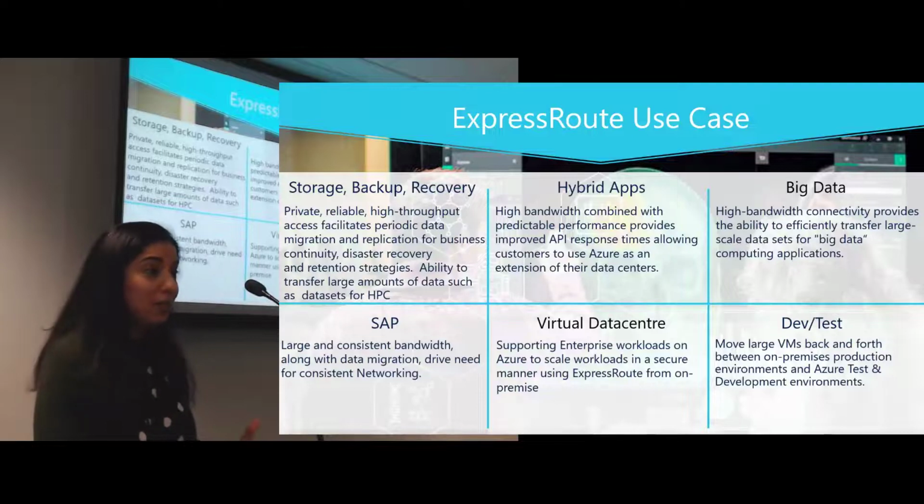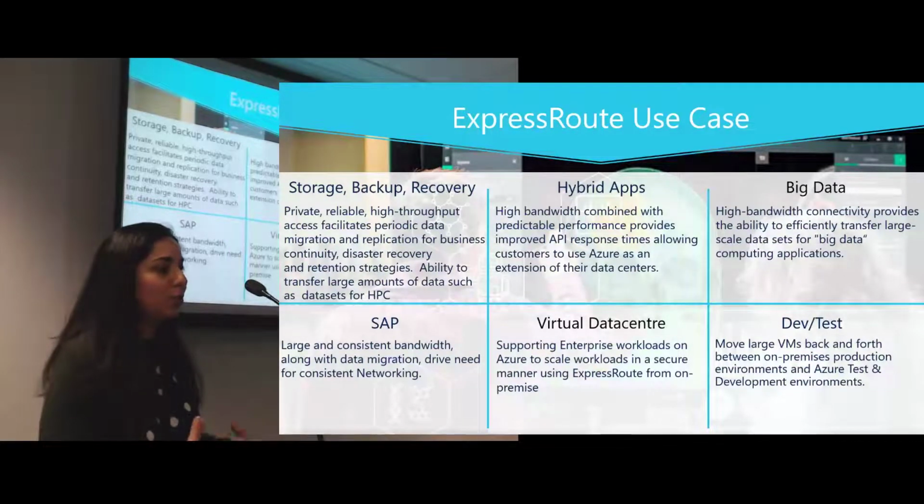SAP requires a lot of bandwidth, and because ExpressRoute can really scale, when you have got SAP workload on Azure, using ExpressRoute makes sense. Same with virtual data center. In that case, you're extending your data center to the cloud, and now you're using the scale of the cloud to put more workloads in, and having that seamless transaction between your on-prem network and into Azure makes sense to use ExpressRoute. And same with hybrid app, big data, and dev test.